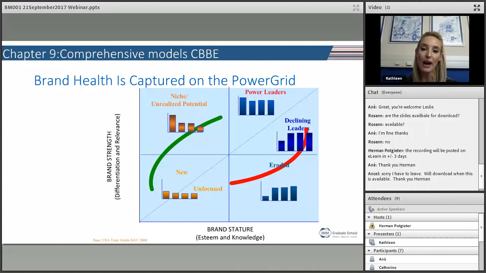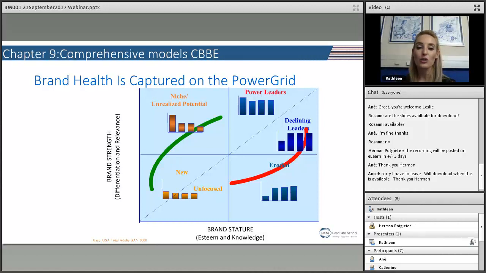Now, those 4 elements are then combined to give a rating for a brand. And this will determine whether a brand is seen as a niche market product, as a leader brand, as a brand that is declining in sales, as a brand that has eroded, or as a brand that is perhaps new or unfocused. And you might actually see some correlation to your BCG matrix model, where you had your stars and your cash cows and your question mark dog.